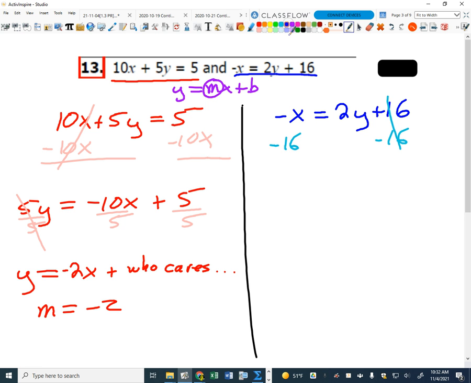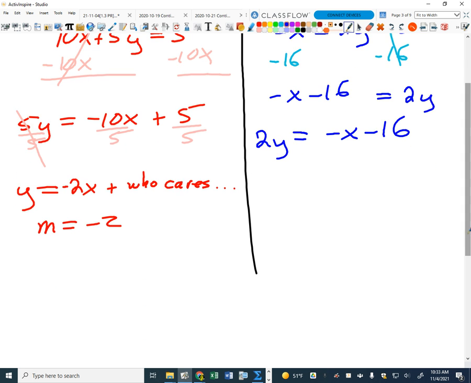Okay, so that's going to give us 2y equals negative x minus 16. And I'm going to flip it around. I'm going to put the y over here. So we get 2y equals negative x minus 16. Last step, divide by 2. And we get y equals, what's my slope going to be? Close. Negative 1/2. Negative 1/2 x plus, we don't care, right?